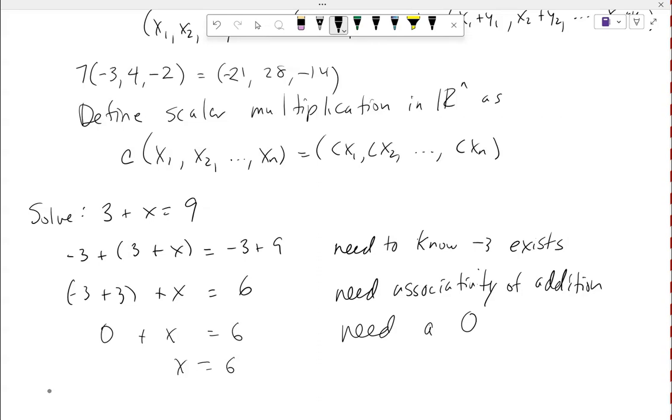I need to make sure my addition makes sense. I need to know what this symbol means. I need to have inverses. I need to have regrouping. And I need to know what 0 means. All right, there's 4 different things in there.